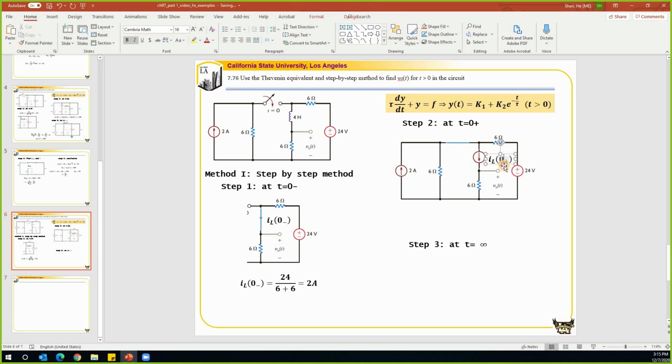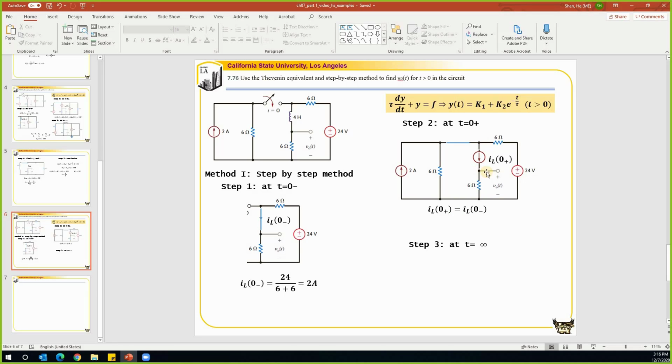From the continuity property, we know that IL at t equal to 0 plus is equal to IL at t equal to 0 minus. So we know this current source is 2 milliamp. At this time, we are looking for the initial condition of VO at t equal to 0 plus.